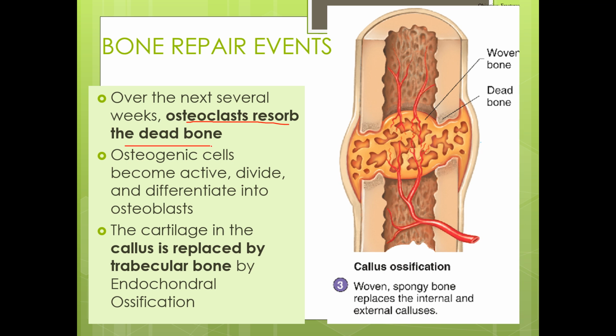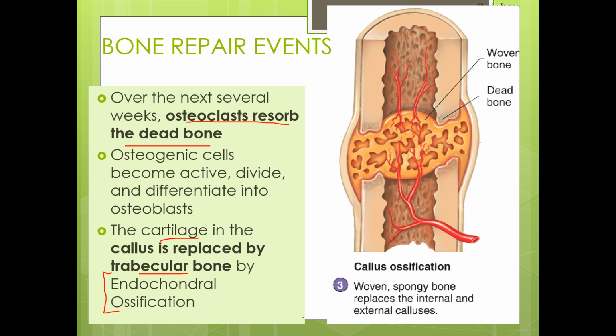So those osteoclasts are going to come in. This is going to happen over weeks. Osteoclasts are going to come in and resorb those dead bone cells and get rid of them, just kind of clean up the mess a little bit. That cartilage, the internal and external callus, is going to be replaced by trabecular bone. Remember, that's spongy bone. And this is going to happen with the process known as endochondral ossification.